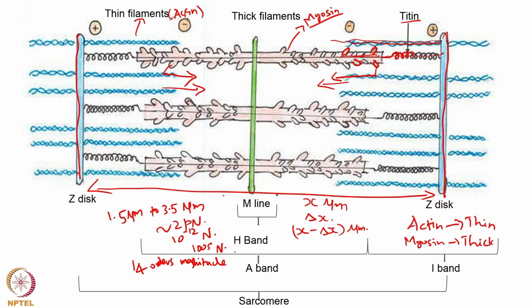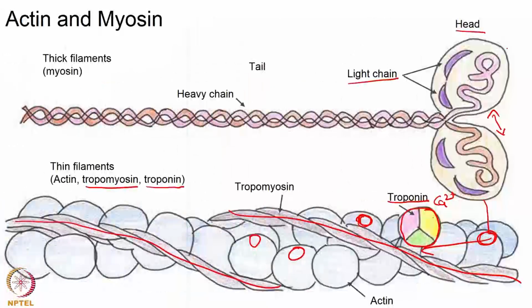But then how is this 10 power minus 12 newton converted into hundreds of newtons? Well, several of these sarcomeres attached in series constitute one myofibril, several of these myofibrils arranged in parallel constitute one muscle fiber, and several muscle fibers arranged in parallel constitute a fascicle, and so on. There are bundles of these that, when put together, achieve the scale that we need. So, something to remember.